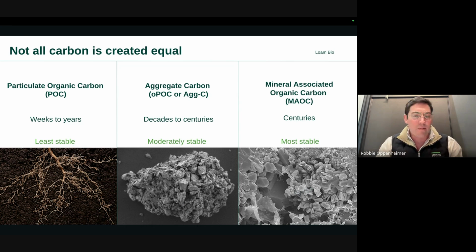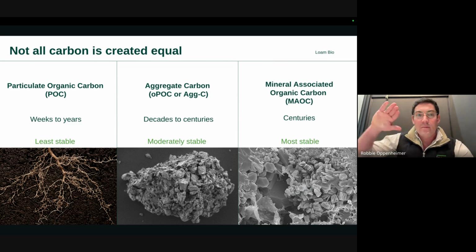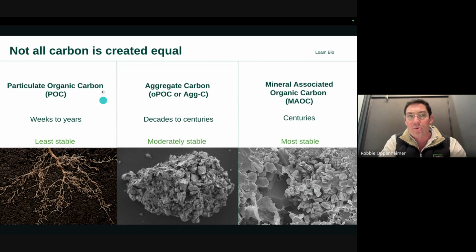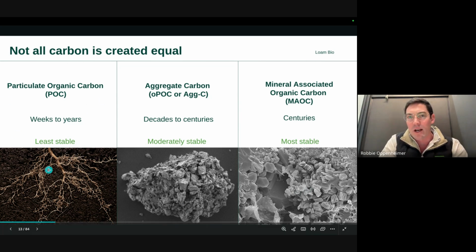For example, if someone had a carbon project and particulate organic carbon was increasing over time, you should expect that to be lost. This would be a risky way to increase soil carbon.